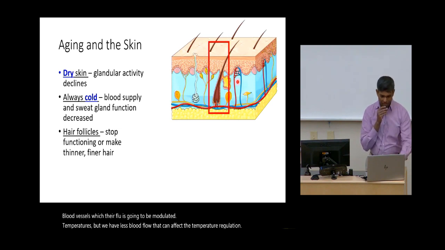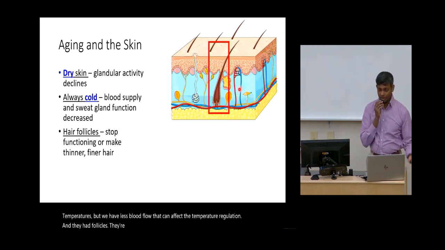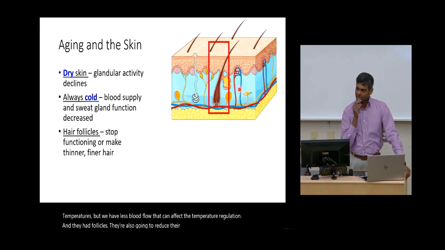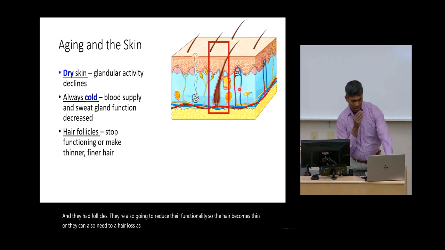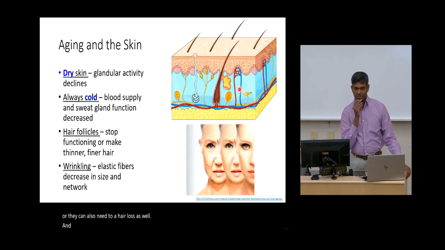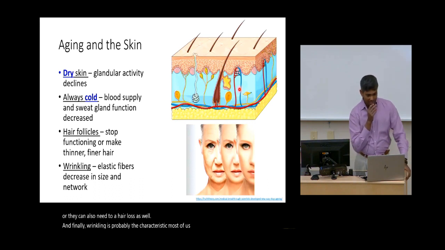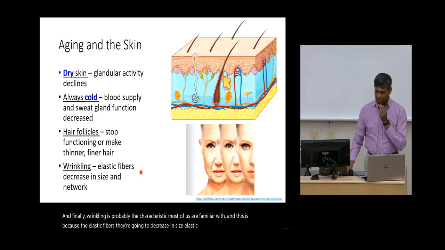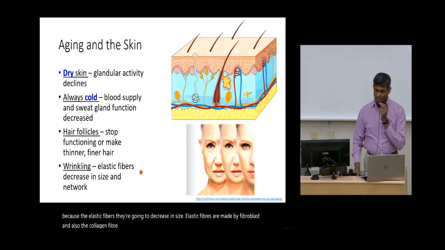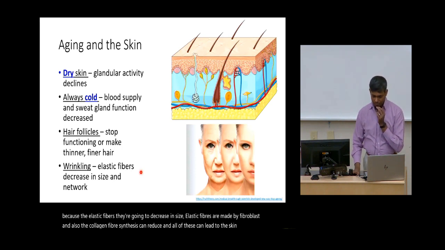And the hair follicles are also going to reduce in their functionality, so the hair becomes thin, or this can also lead to hair loss. And finally, wrinkling is probably the characteristic most of us are familiar with, and this is because the elastic fibers are going to decrease in size. Elastic fibers are made by fibroblasts, and also collagen fiber synthesis can reduce, and all of this can lead to the skin wrinkling as well.